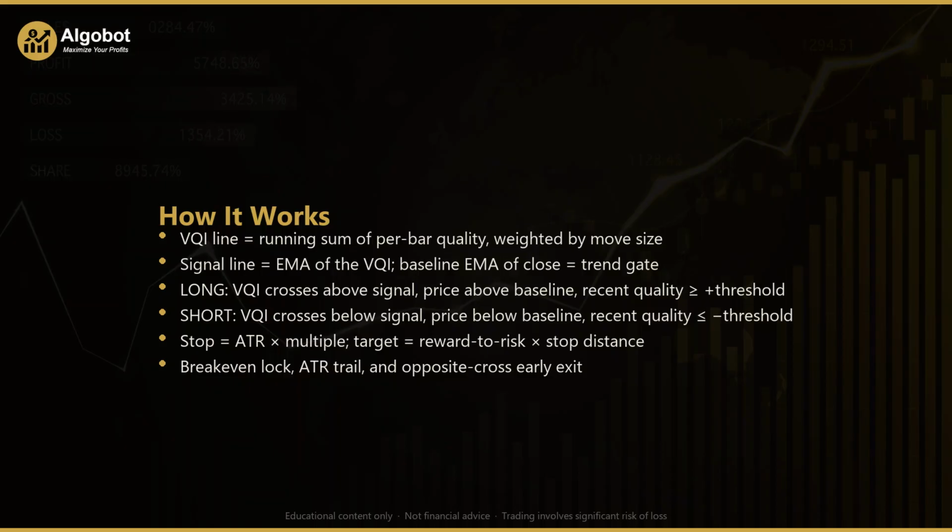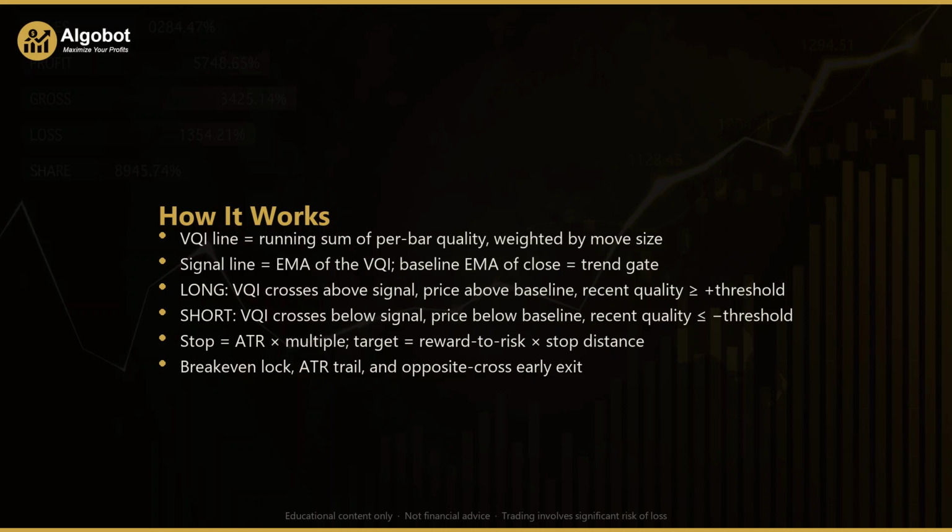Now for exits and risk, which are engineered to keep drawdown contained. The protective stop is placed a multiple of the average true range beyond entry, 2 times ATR by default. The take profit target sits at a reward to risk multiple of that stop distance, also 2 by default. Once price runs one stop distance in your favor, the stop is pulled to break even, so many trades can then only scratch rather than lose. After that, the stop trails by a further multiple of ATR to lock in open profit. And finally, if the VQI makes an opposite cross against your position, the trade is closed early, before the hard stop is ever reached.